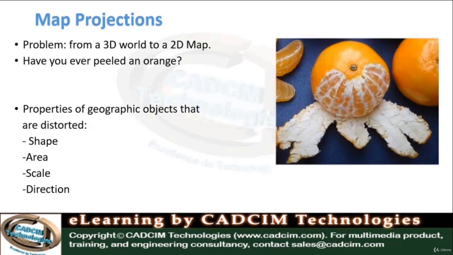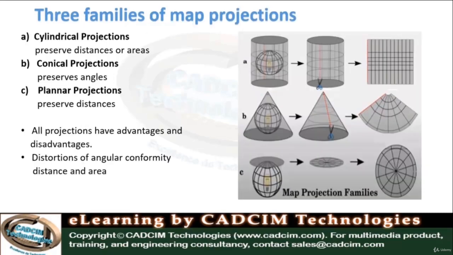Now, the distortion can be in various forms. One is the distortion of the shape if the shape changes. The second is if the area changes. Third is if the scale changes, and the fourth is if the direction changes. It is not possible to preserve all these properties. To solve this problem, we basically have three families of map projection.